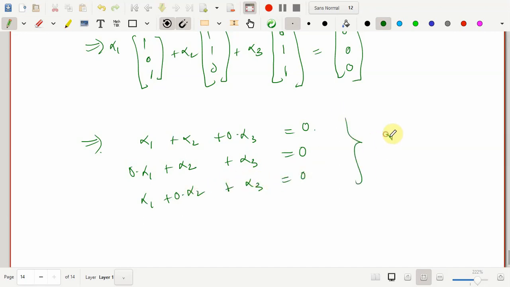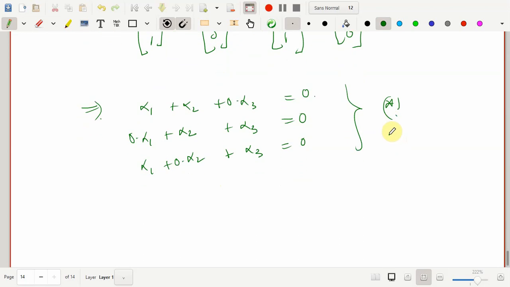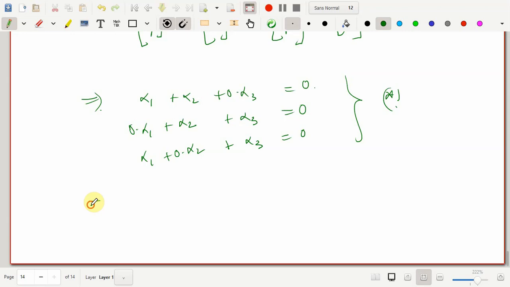I'll call this the system star. So our aim is to solve this homogeneous system and check for the solutions alpha 1, alpha 2, alpha 3. Here your variables are alpha 1, alpha 2, alpha 3. So basically you are converting this into Ax equal to 0, where A is the coefficient matrix.